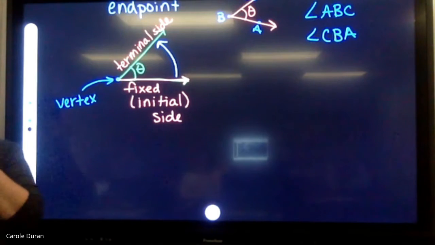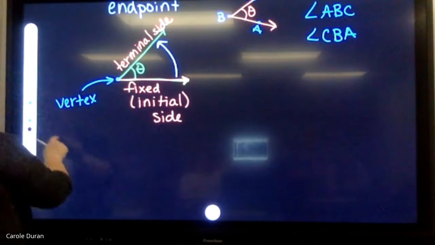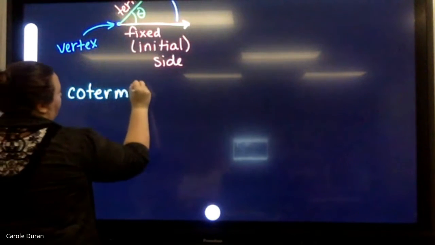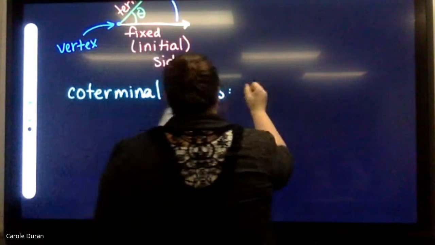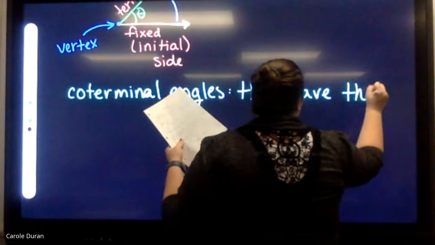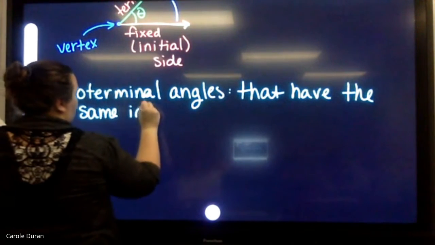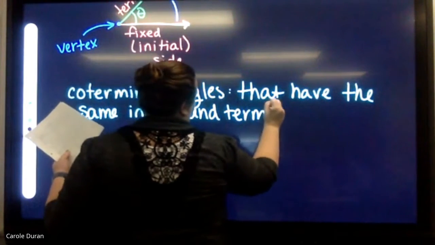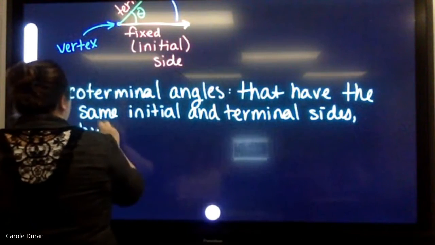So because we have angles that are determined by this fixed and terminal side, we have something called coterminal angles. And coterminal angles are angles that have the same initial and terminal sides but different angle measures.